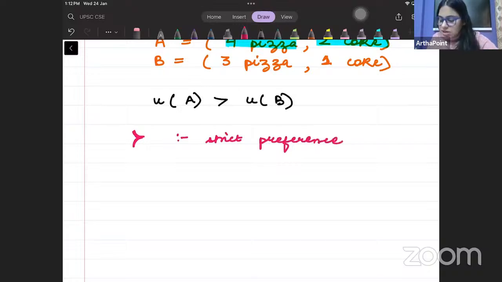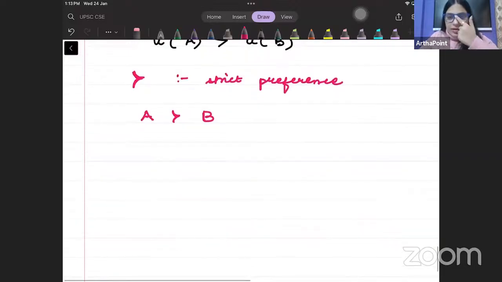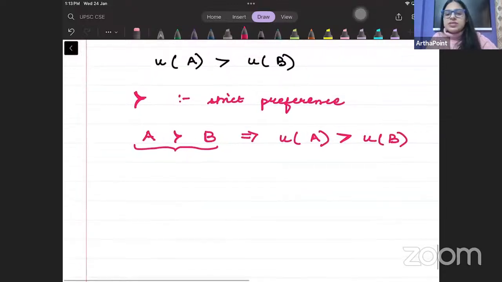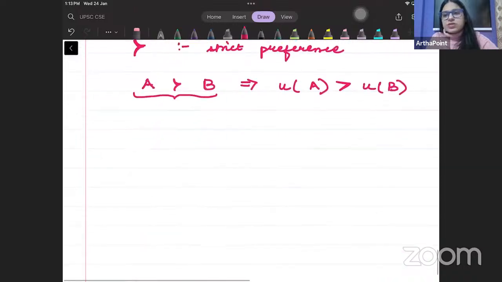Strict preference means that A is strictly preferred to B. मतलब अगर A और B मैं आपको 2 bundles दे दूं, तो आप हमेशा बोलोगे कि मुझे A चाहिए B के ऊपर. You will strictly prefer A over B, right? Now, whenever 2 bundles are given, and you can clearly say, I want A over B, then that is strict preference. So whenever A is strictly preferred over B, इसका मतलब ये होगा that utility from A is clearly greater than utility from B. A की utility B से ज़्यादा है. That is what strict preference means.